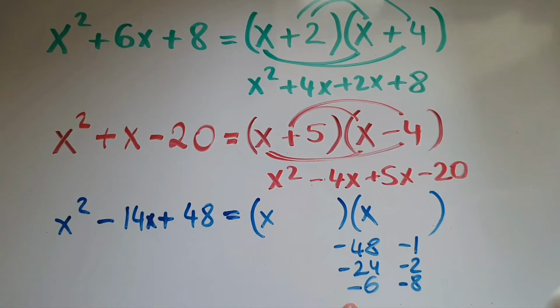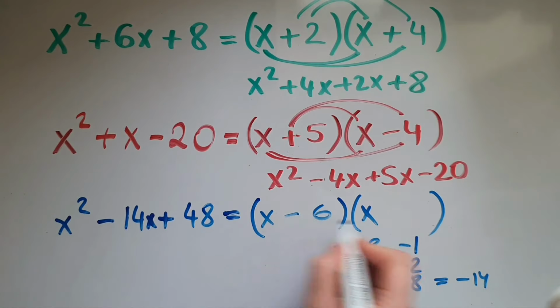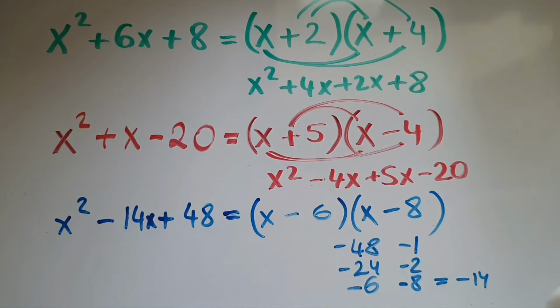These two, when we add them together, that would give us negative 14, which is what we have here. So these are the two numbers we're after. So x minus 6 and x minus 8.